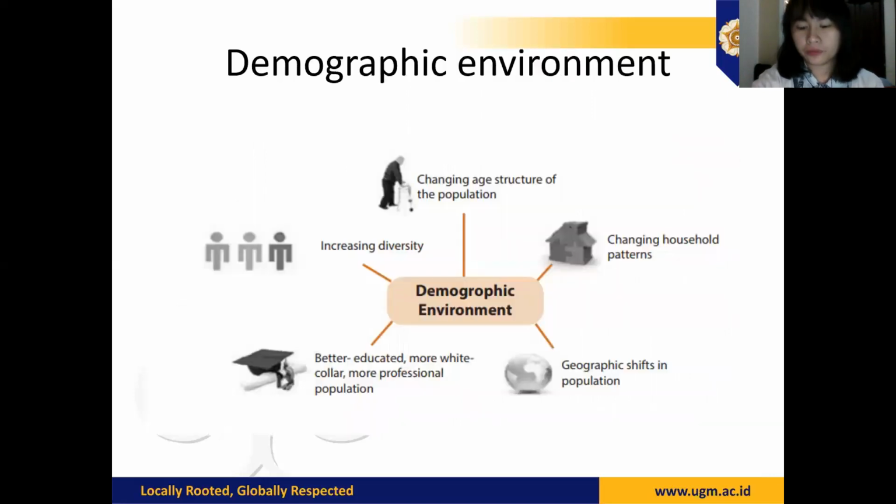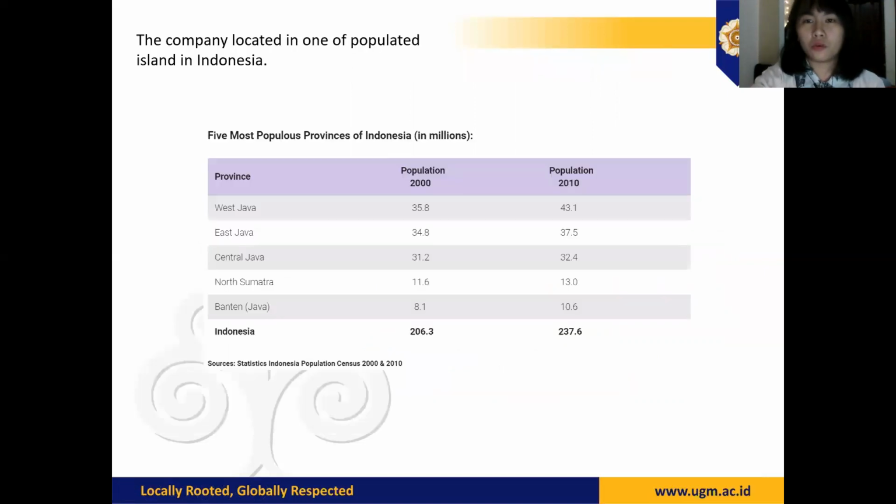The second external factor is the demographic environment. As we can see here, in the demographic environment there's a changing structure of the population, increasing diversity, better educated or more white collar, a geographic shift in the population, and changing household patterns. We will talk about it.